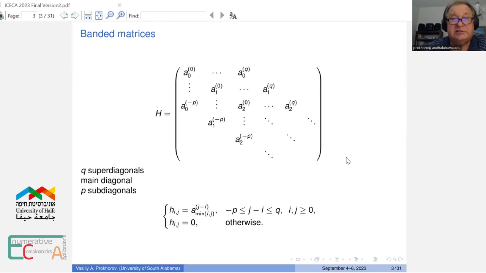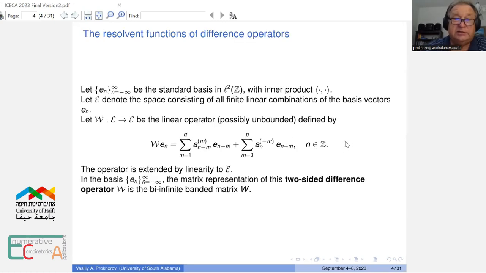Matrix H is the subdiagonal part of matrix W. The lower index is a non-negative integer. We can see the numbers for lower index 0, 1, 2, and also the upper index for the main diagonal is 0, 0, 0. Now we'll define two operators.